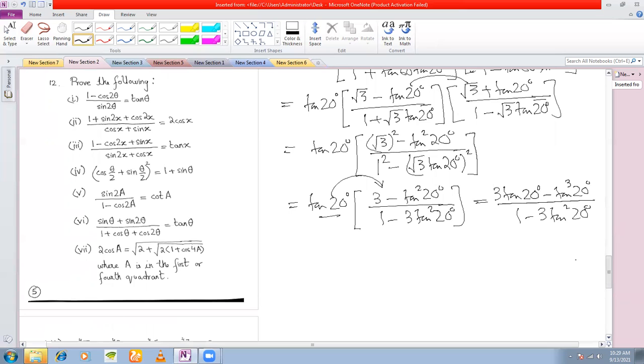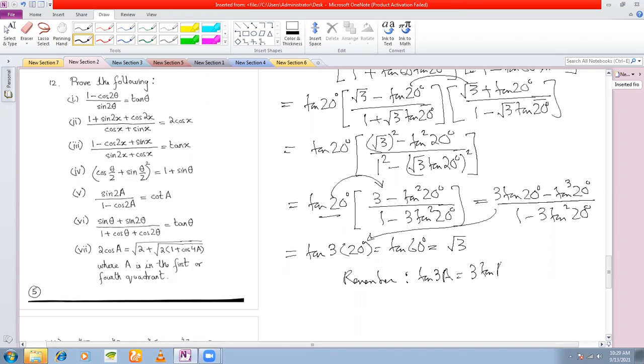Now if you remember the triple angle formula for tan 3 theta, this is tan of 3 into 20 degree, which is equal to tan 60 degree, which is equal to √3. Remember, how are we getting from this to this? This is the formula that we are using. Tan 3a is 3 tan a minus tan cube a divided by 1 minus 3 tan square a. If you see, a here is 20. That is why 3 into 20. Okay. So I'll stop here then.